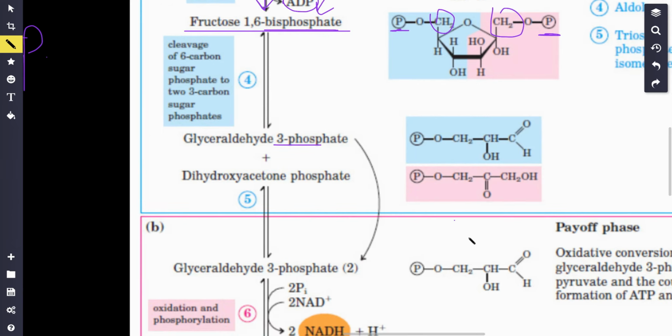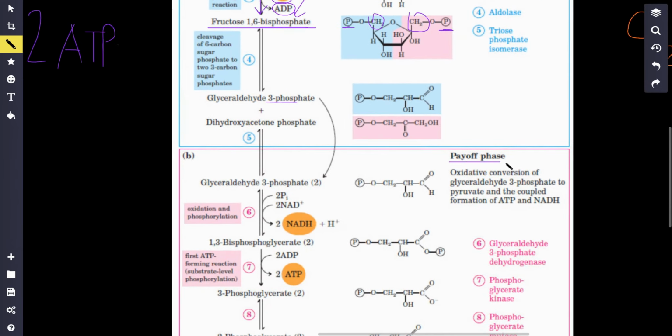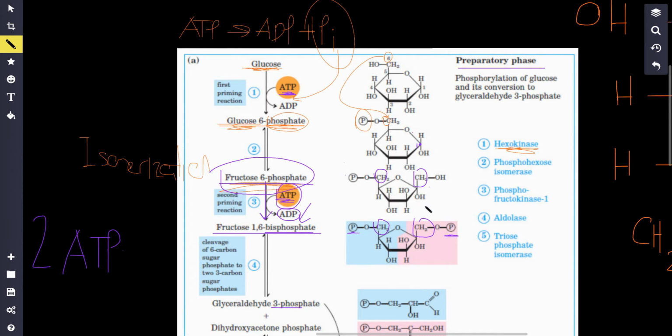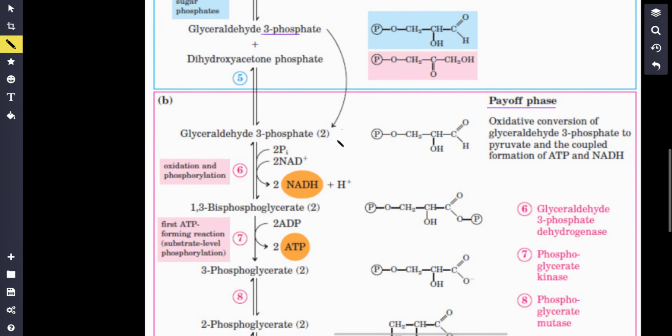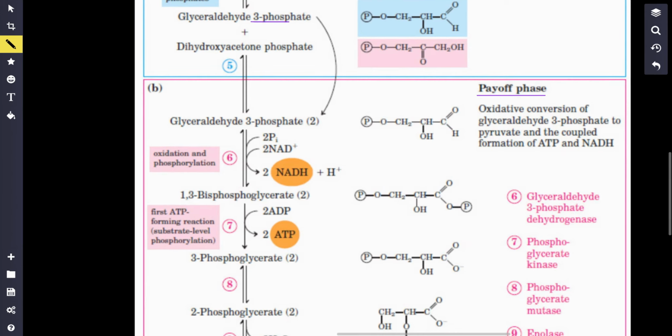As you can see. Now, here is the payoff phase. We have the investment phase, and now this is where we get our ATPs. So this glyceraldehyde 3-phosphate and this dihydroxyacetone phosphate is going to turn into glyceraldehyde 3-phosphate. It's going to turn into 2 of these, okay?